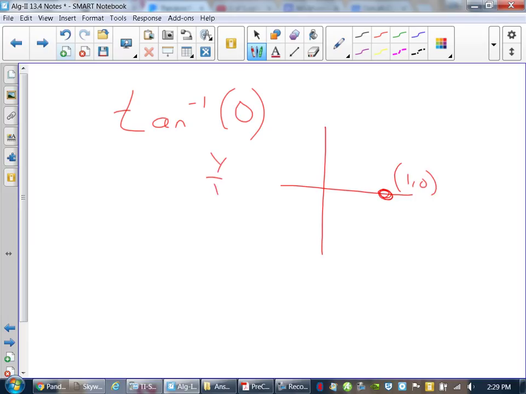Tangent's just y over x. That's 0 over 1. There it is. Because it's well within negative pi over 2 and pi over 2. What angle is that? That's what it is right now.